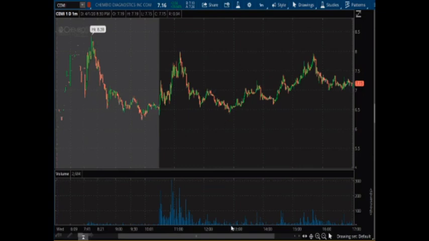So it's just funny when these stocks get illiquid. They can make down moves quick and they can make up moves quick. So it really depends on your personality and what type of trader you are.